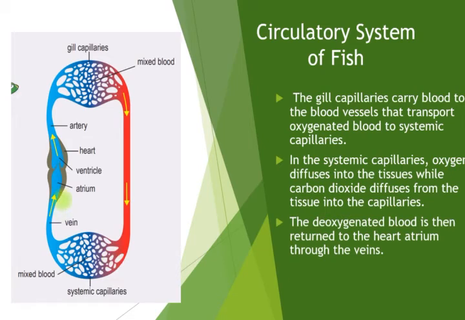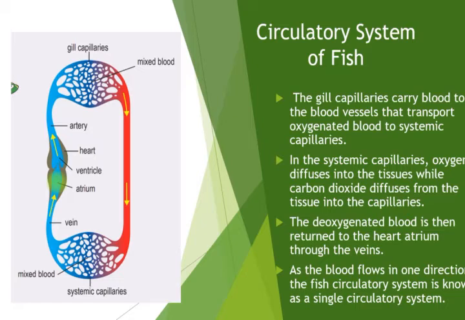Now the blood is turned into deoxygenated blood. So here is oxygenated blood. When the gas exchange occurs here, the blood turns to deoxygenated blood. Why do we call it deoxygenated blood? Because the blood contains high carbon dioxide. And then the deoxygenated blood is returned to the heart atrium through the veins.